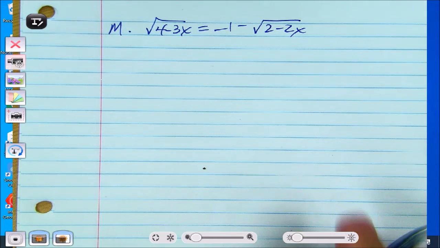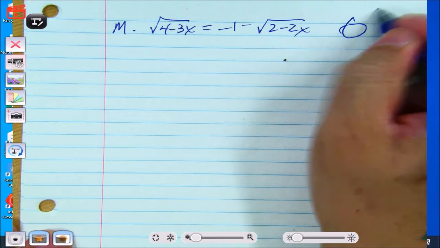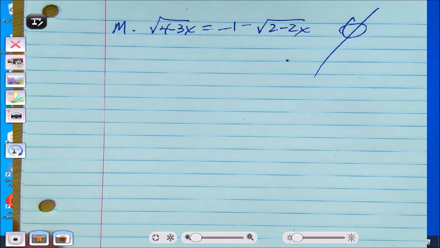Now, this is when it's in your best interest to really look at the problem. What kind of number is the left side of the equal sign? It's a positive number. What kind of number is on the right side of that equal sign? It's a negative number. Can a square root equal a negative number? No. No solution. No work involved. It's just no solution.